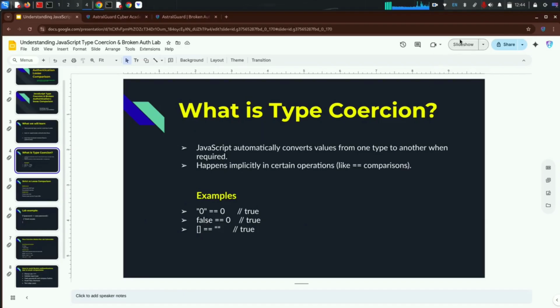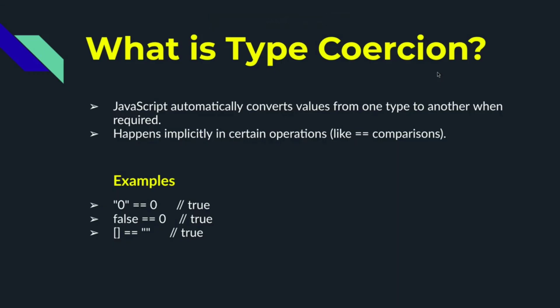Why? Because of what I just told you, JavaScript type coercion. JavaScript is going to do type coercion to convert, to make sure that all the types are the same before it does the comparison. This is because of the use of the loose equality operator that brings about the type coercion.